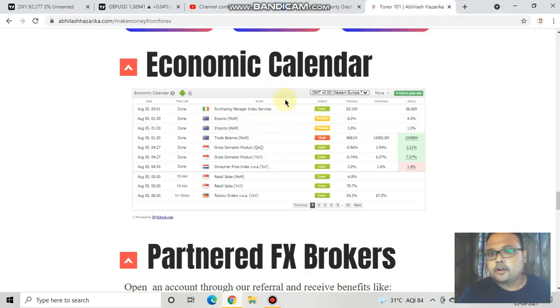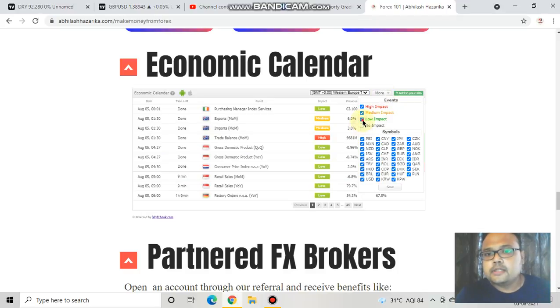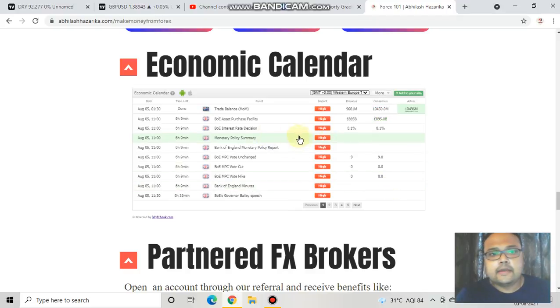Once you come down to the economic calendar here, you can see that we have got retail sales coming up after 9 minutes, but the impact is low, so not required. Just do one thing, go to more, uncheck the buttons, select only the high impact ones and click on save. And you can see that we have got the BOE asset purchase facility coming up after 6 hours 9 minutes. Then we have got the BOE MPC vote cut coming up after 6 hours 9 minutes.